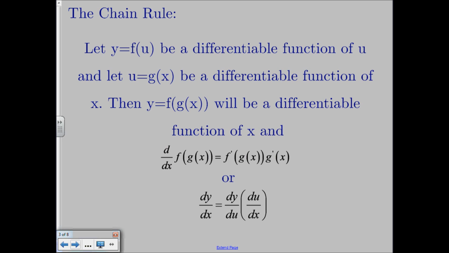So if you look carefully here, when you take the derivative with respect to x of f of g of x, what you do first is you take the derivative of the outside function and you leave the inside function alone, and then you multiply it by the derivative of the inside. And the way that it's written down here, with dy dx equaling dy du times du dx, that's just another way to write it in terms of the product of derivatives. But the first way is probably the easiest way to understand.